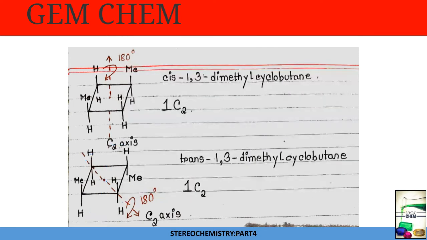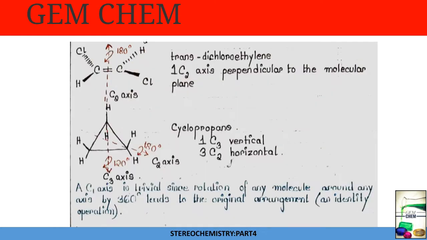What is the change? If we see here, the axis is passing through the opposite sides here in this way. So we just rotate it by 180 degrees. So this methyl will come down and this methyl will go up. Lots of imagination is required during this process. So try to see this. This methyl will go down, whereas this methyl will come up by 180 degree rotation. So this molecule also contains one C2 axis.